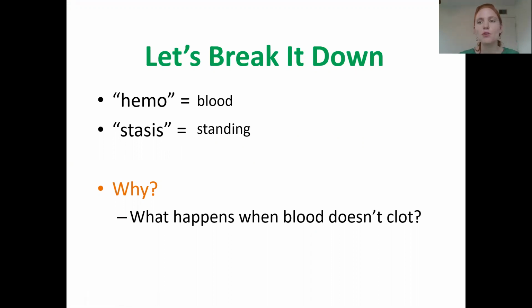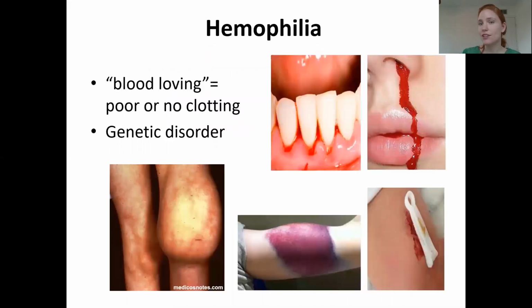And so hemostasis is just a fancy way to say blood clotting, where you stop blood from flowing. Okay, so hemostasis and blood clotting are the same thing. So the next question is, well, why? Why do we need to blood clot? And one of the best ways to look at why is to look at what happens when it does not. Okay, so hemophilia, hemo again, blood, philia as in loving, blood loving.